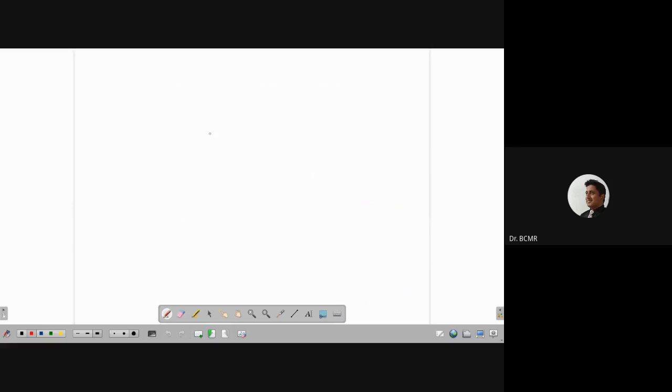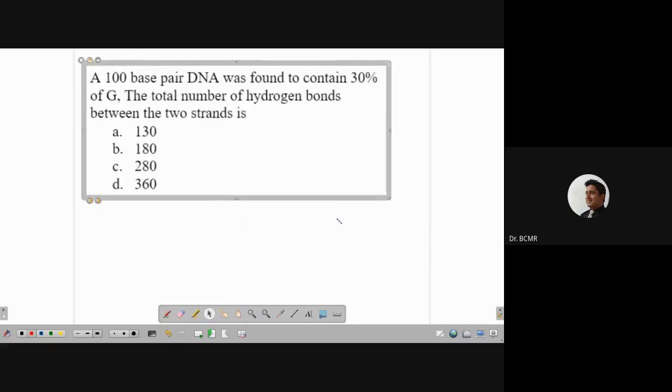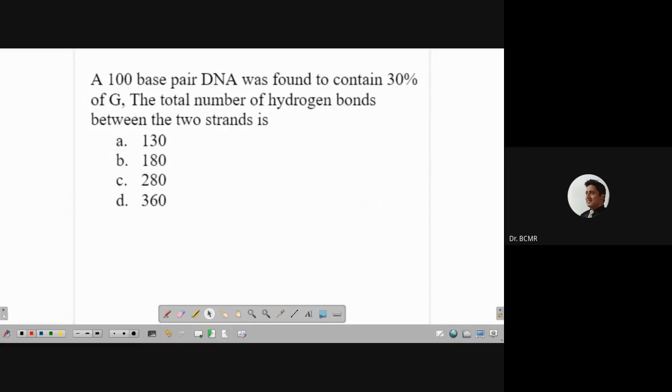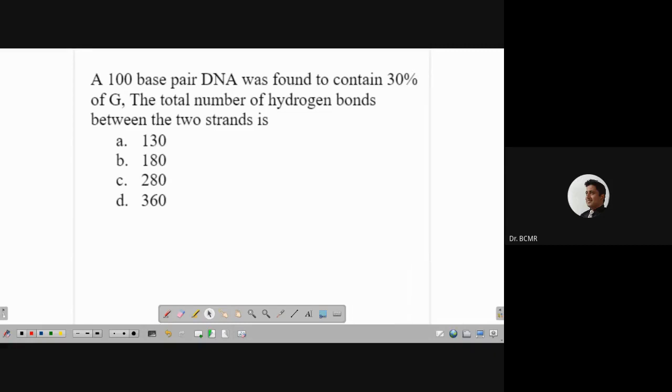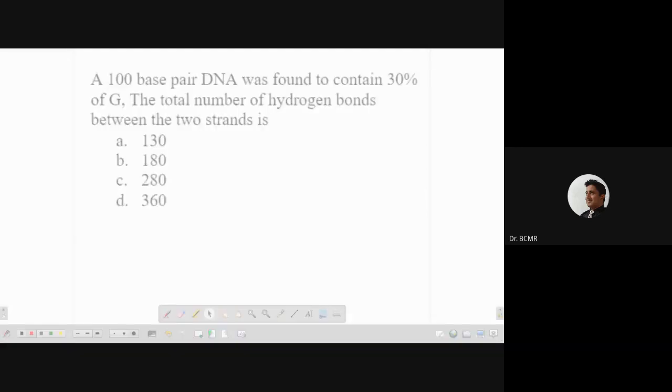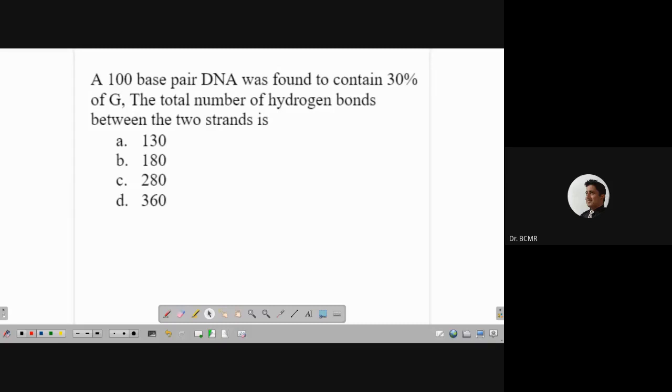Okay, the next question is something interesting. You can remember we must have done this before, and please solve this. 130 hydrogen bonds. Okay, how did you solve that?